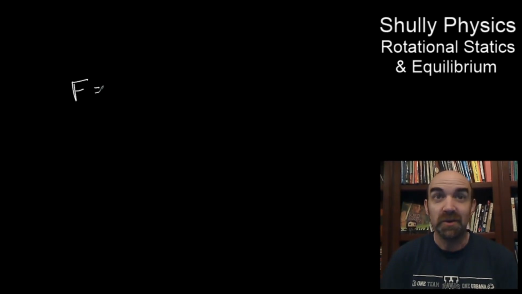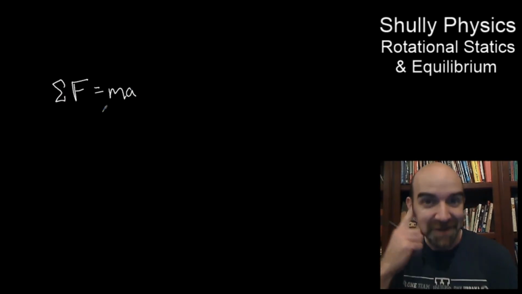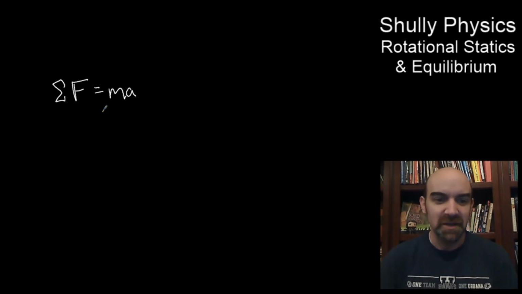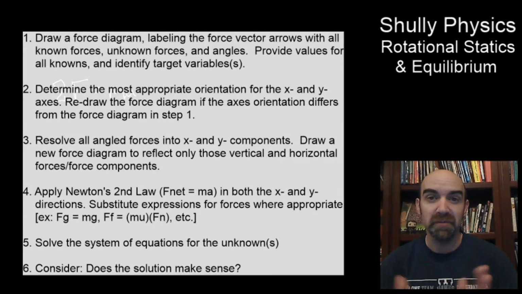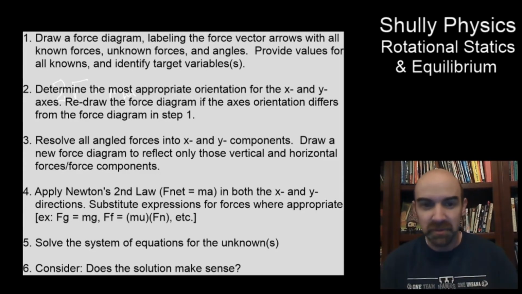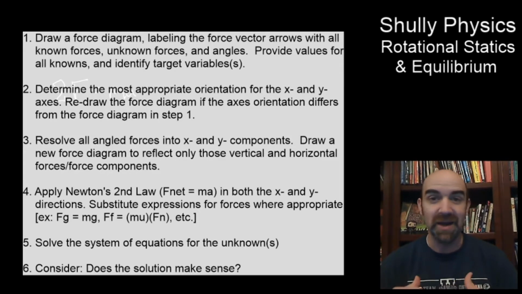Of course, Newton's second law is F equals ma. And you might recall applying this in X and Y directions. If you've been following Shuley Physics, you've probably seen this problem-solving text before. When you approach a scenario involving forces where there's an acceleration or there's equilibrium, you first start by drawing a force diagram, label those forces, provide values for knowns, identify target variables. If there's something like on a slope, you might identify the most appropriate X and Y axes as the second step. Usually orient that along the direction of the acceleration.